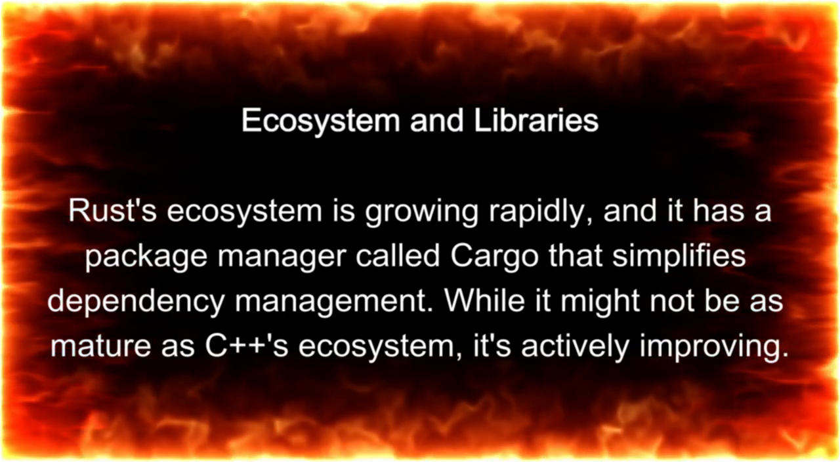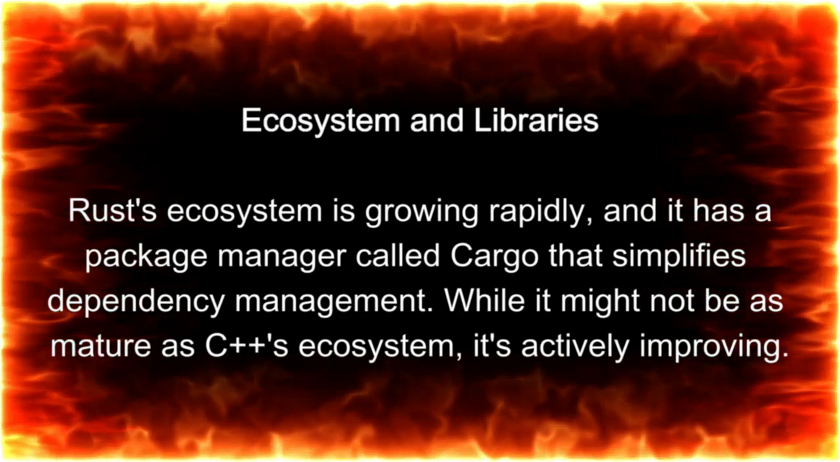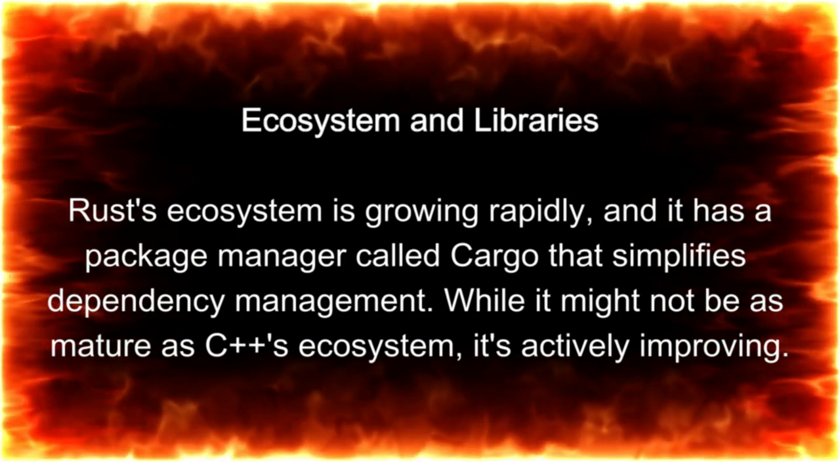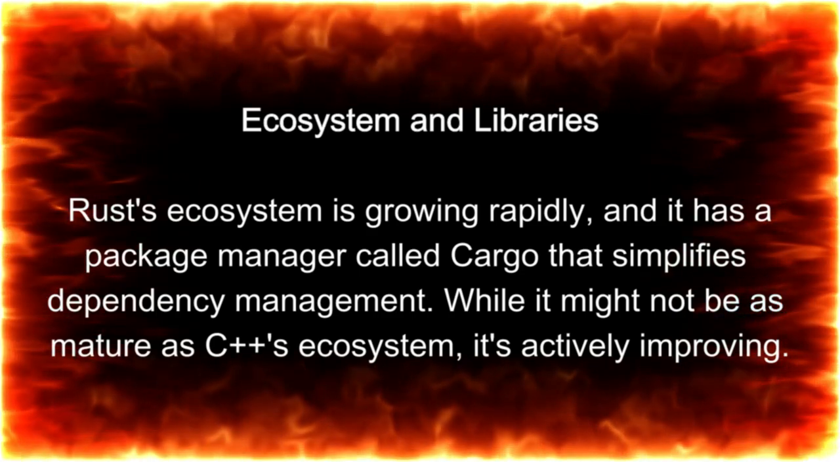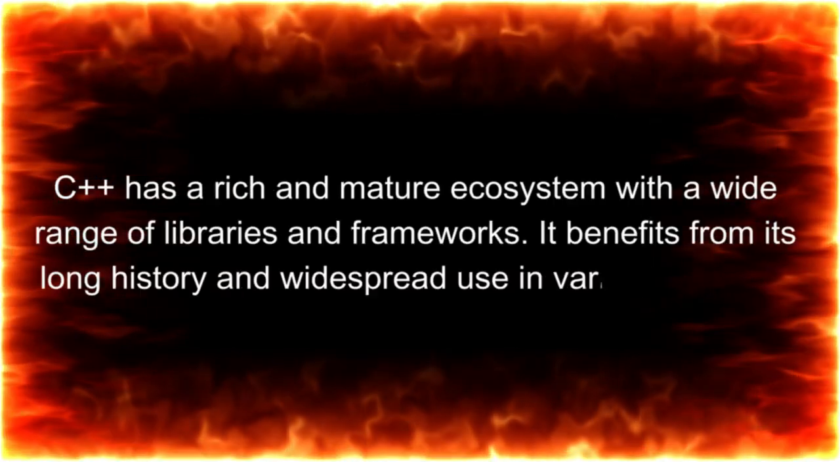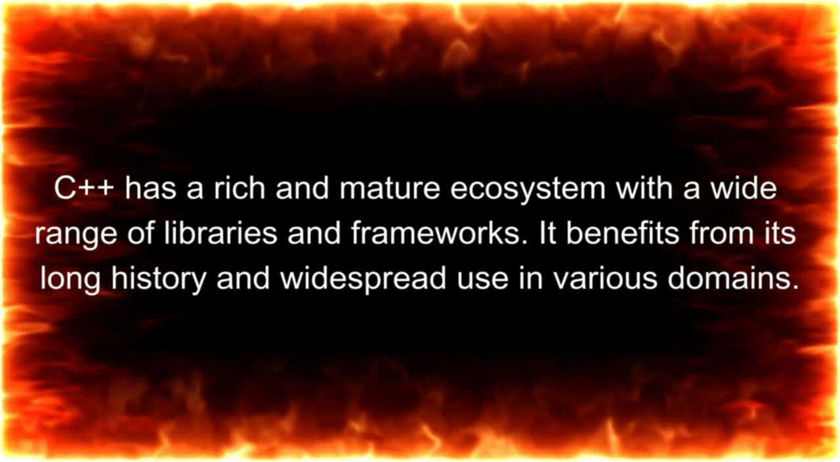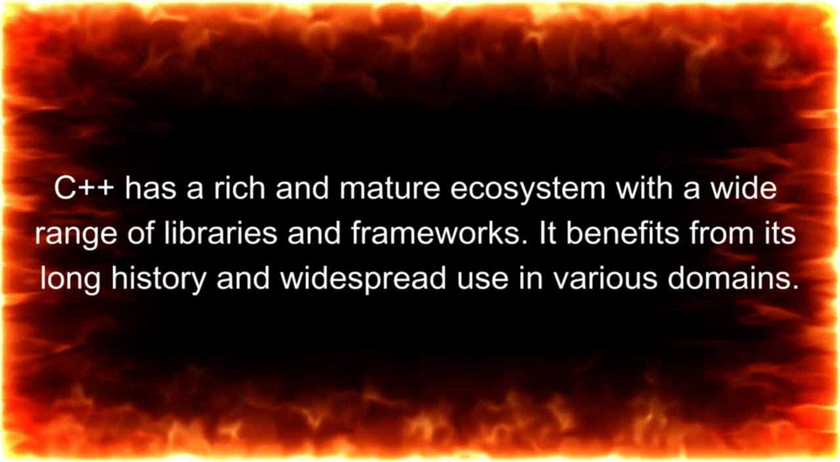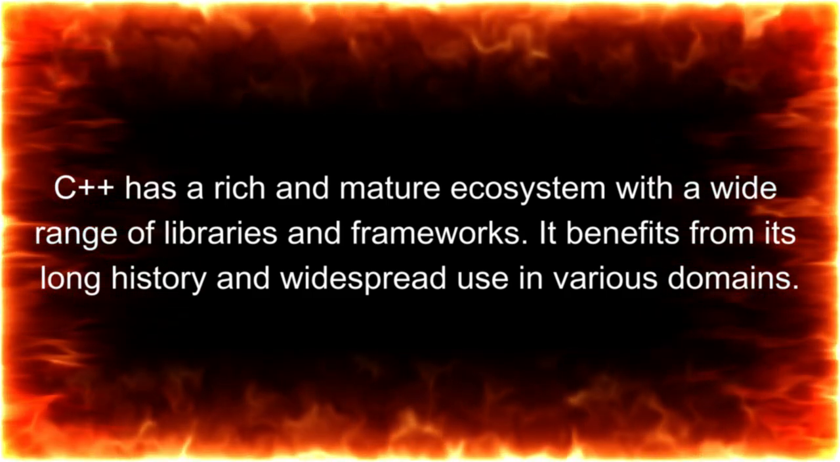Ecosystem and libraries. Rust's ecosystem is growing rapidly, and it has a package manager called Cargo that simplifies dependency management. While it might not be as mature as C++'s ecosystem, it's actively improving. C++ has a rich and mature ecosystem with a wide range of libraries and frameworks. It benefits from its long history and widespread use in various domains.